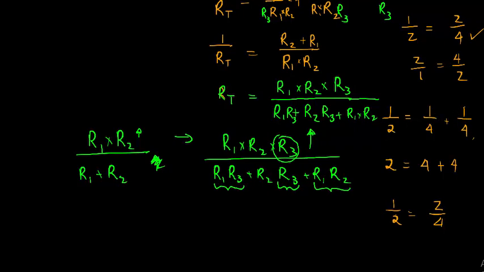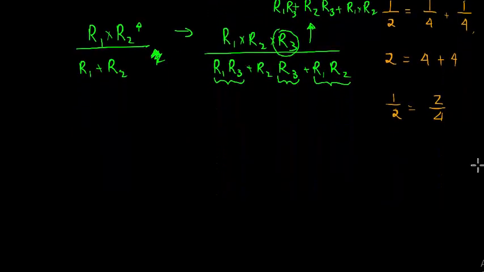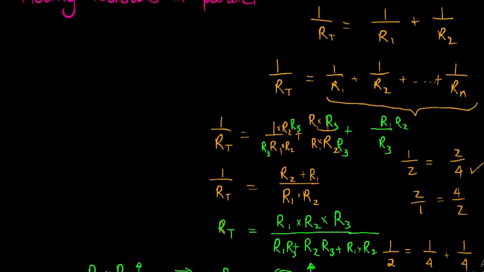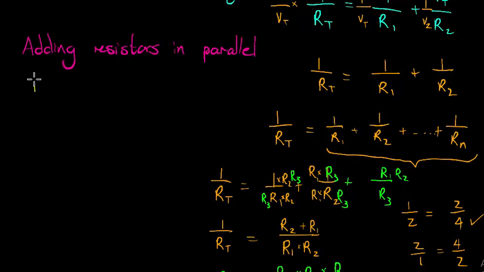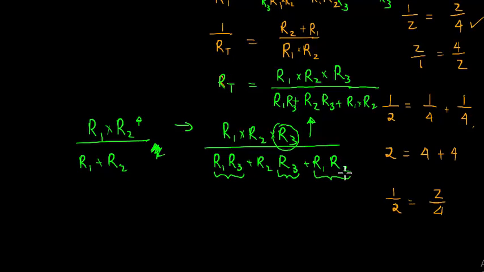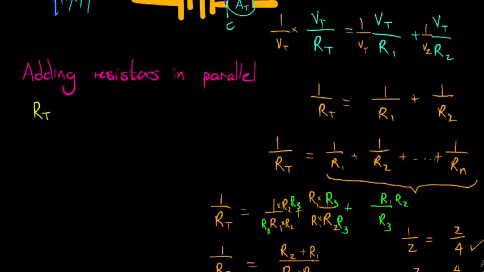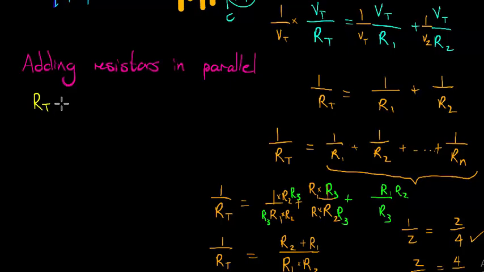Now again, you don't really need to know all this if you can remember what I'm going to show you. Adding resistors in parallel will decrease the total resistance. Why decrease? Because my denominator increased more than my numerator increased. And if my denominator increases more than my numerator, the whole fraction will decrease. So adding a resistor will decrease the total resistance.